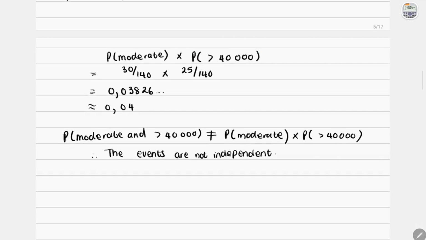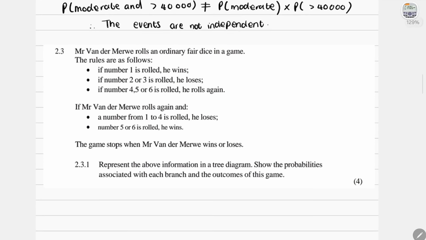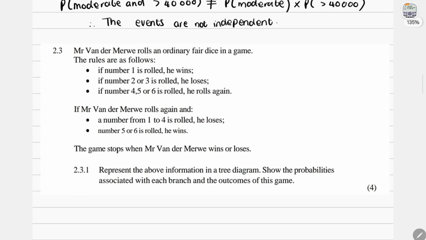Moving on to the next question. Question 2.3 says, Mr. van der Merwe rolls an ordinary fair dice in a game. The rules are as follows. If number 1 is rolled, then he wins. If number 2 or 3 is rolled, he loses. And if number 4, 5, or 6 is rolled, then he gets to roll again.